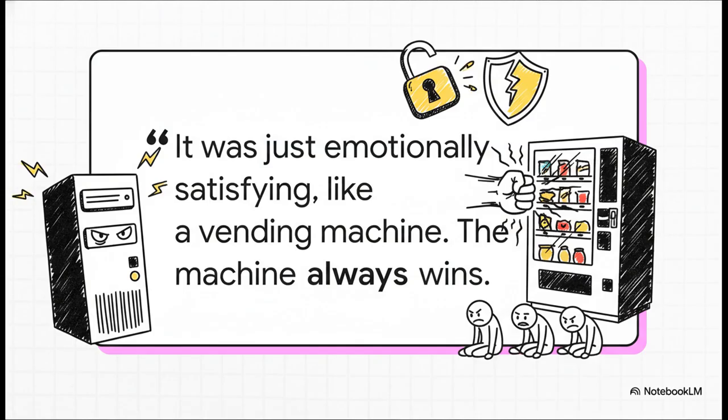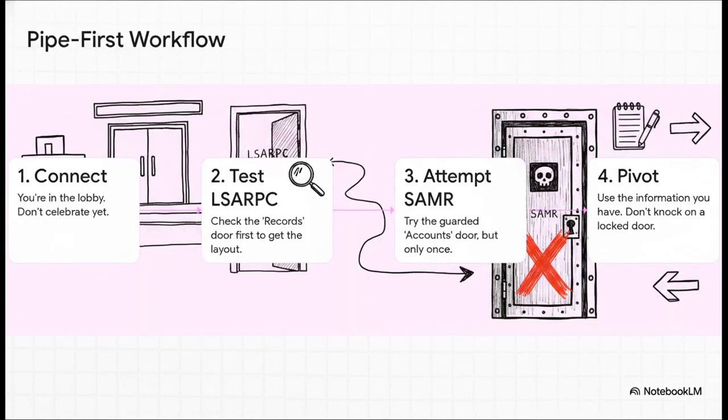It feels good for a second, but you're not getting your snack, and yeah, the machine always wins. So here's the workflow. It's so simple and logical. Step 1, get in the lobby, but don't celebrate. Step 2, go to the easier door first.